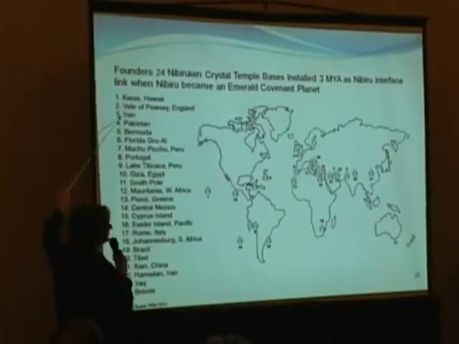So the first crystal temple base is in Kauai, Hawaii. Then we have the Vale of Pusey, England. We have Iran or Iraq, I'm not sure exactly how that goes. Pakistan, Bermuda, Florida, which is our Gruel, Machu Picchu, Peru, Portugal, Lake Titicaca, Peru, Giza, Egypt, South Pole, Marantia, West Africa, Paxoi, Greece, Central Mexico, Cyprus Island, Easter Island in the Pacific, Rome, Italy, Johannesburg, South Africa, Brazil, Tibet, Xi'an, China, Hamadan, Iran, Iraq, and Bosnia.